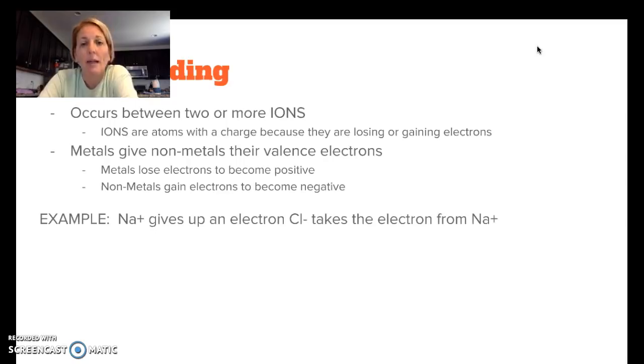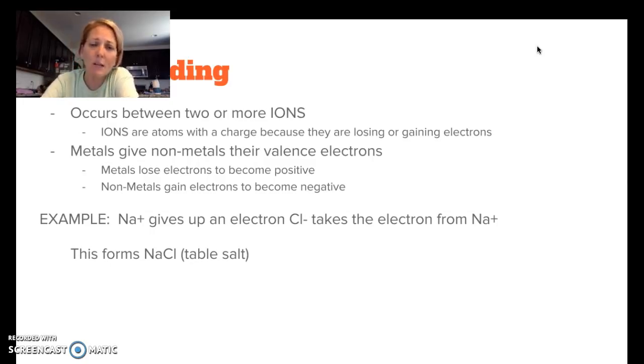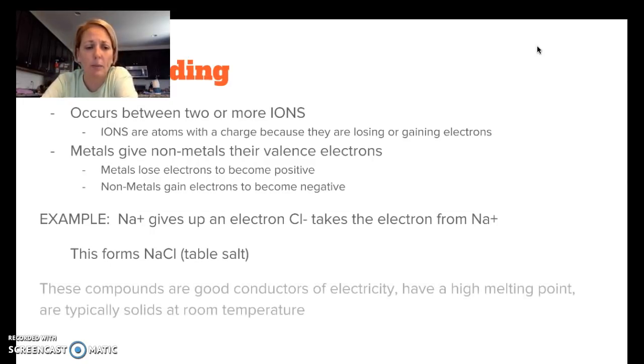An example, Na, which is on the left-hand side of the periodic table, it's a metal, gives up an electron, that's why it has the plus sign. Chlorine is going to take that electron and become negative because it has more negative particles. That makes NaCl, which is table salt. In ionic bonding, these compounds that are created typically are good conductors of electricity. They have a very high melting point and are typically solid at room temperature.